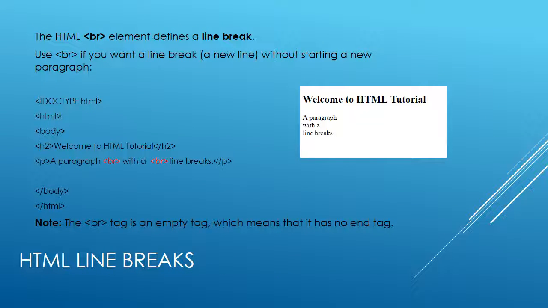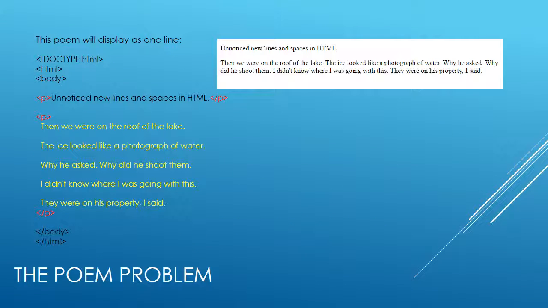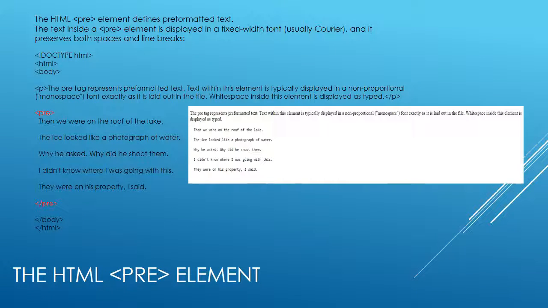The HTML BR element defines a line break. Use BR if you want a line break, a new line, without starting a new paragraph. This poem will display as one line. The HTML pre element defines pre-formatted text. The text inside a pre element is displayed in a fixed-width font, usually Courier, and it preserves both spaces and line breaks.